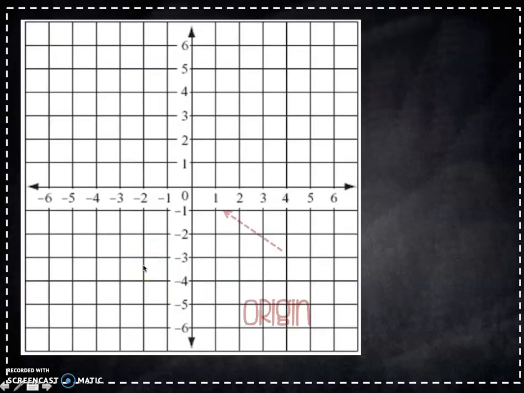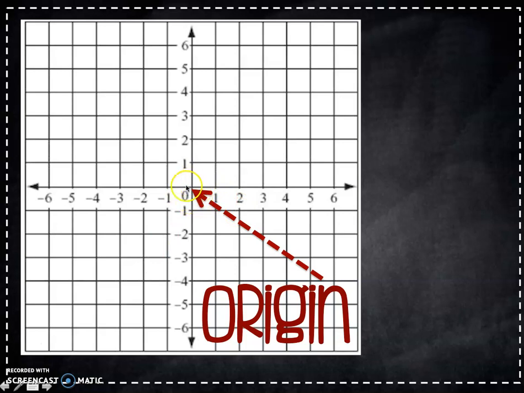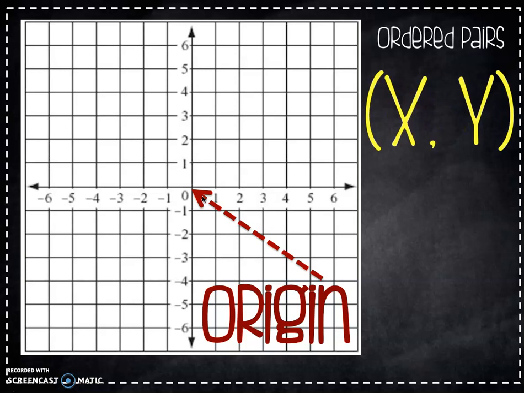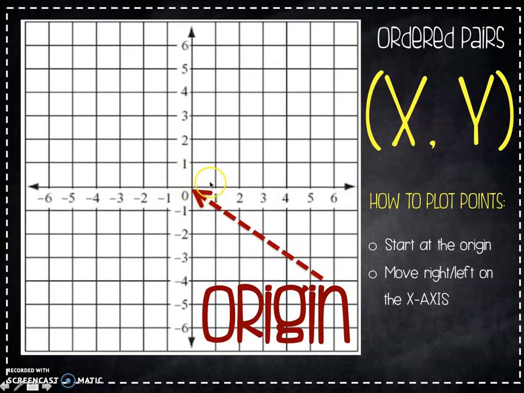Okay, so as we are graphing, the first place we're always going to start is the origin, which is just a fancy name for where the x and y axis meet, or at 0, 0 on the coordinate plane. So ordered pairs, like I said, x comes first, and then our y is the second one in our ordered pair. So how to plot points. The first thing we're going to do is start at the origin. Then we're going to move right or left on the x-axis, whatever is called for. And then from there, we're going to move up or down on the vertical axis or on the y-axis.